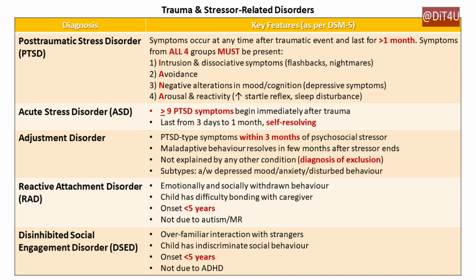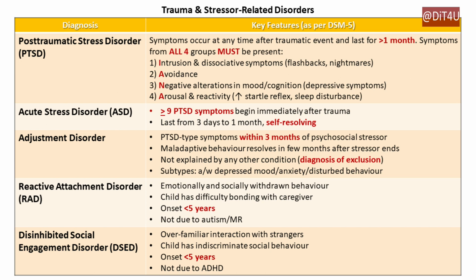Because adjustment disorder may be associated with depressed mood, anxiety, or disturbed behavior. They are the subtypes: adjustment disorder with depressed mood, adjustment disorder with anxiety, adjustment disorder with disturbance of conduct, which can also be violence, hitting, destroying properties, hitting others, and all those things.